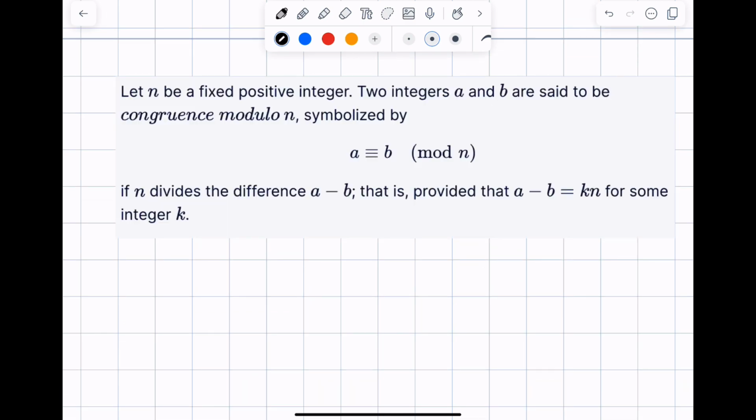Okay, now let's take a look at the formal definition here. Let n be a fixed positive integer. The key point here is that n divides a minus b, which means a minus b is equal to kn for some integer k. This is the most important part of this definition, because from it we can derive the following properties.